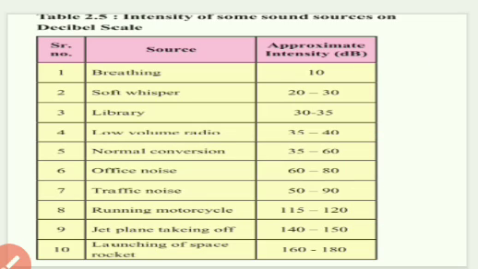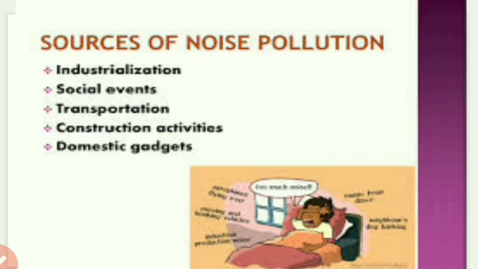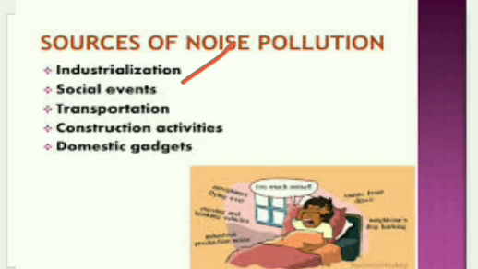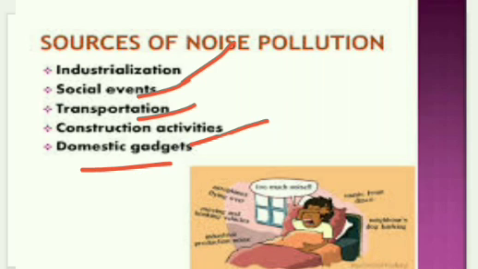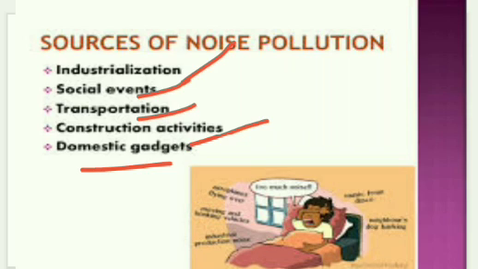Now after studying the intensity of sound sources on decibel scales, let us discuss sources of sound pollution or noise pollution. The different sources of noise pollution are: first, industrialization or industries; second, social events; third, transportation; fourth, construction activities; and last, domestic or household gadgets. So let us have a look at all the sources in detail.